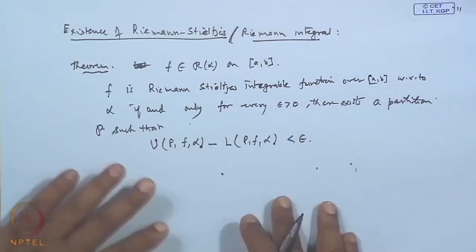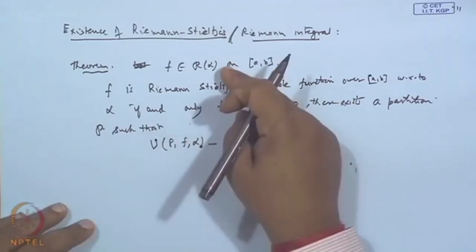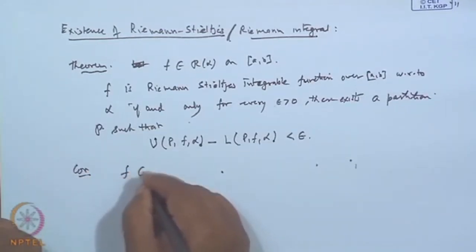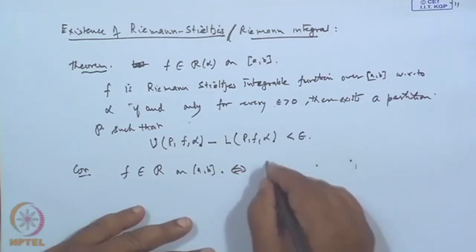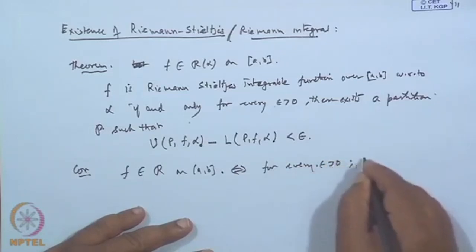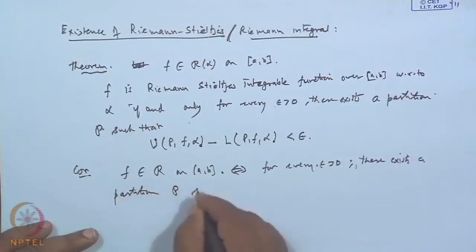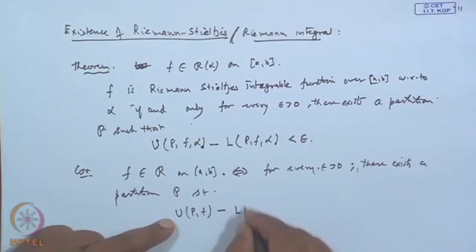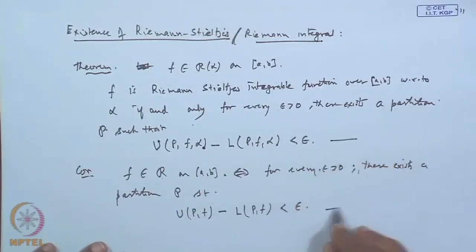So, this condition is necessary as well as sufficient for a function to be Riemann-Stieltjes integrable. In particular, when we take alpha(x) equal to x, we can say as a corollary that f belongs to the Riemann integral on [a, b] if and only if, for every epsilon greater than 0, there exists a partition P such that the upper sum of f with respect to partition P minus the lower sum of f with respect to partition P is less than epsilon. Okay. So, this is the necessary and sufficient condition for the Riemann integral. This is the necessary and sufficient condition for the Riemann-Stieltjes integral.